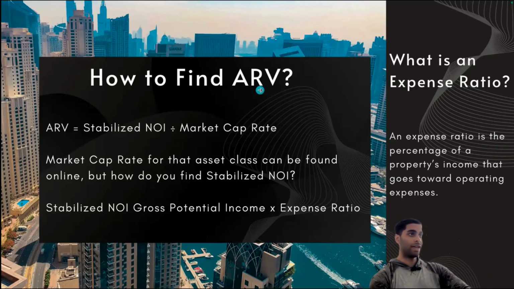So in order to get ARV, we're going to get the stabilized net operating income using the expense ratio, and we're going to divide that by the market cap rate. And then once you get a hang of it, you can very, very quickly figure out what this building is going to be worth when I'm done cleaning it up. Okay. So the market cap rate for that asset can be found online, but how do you find the stabilized net operating income? You can find this market cap rate looking at comparables. You can find them online through different resources. I have a couple I'll share with you, and you can get the stabilized net operating income using the expense ratio method, which I'm going to show you right now.